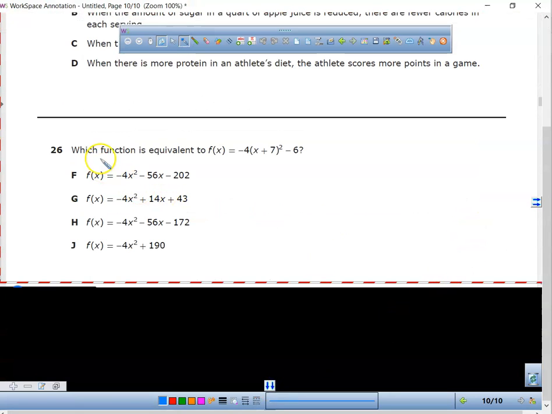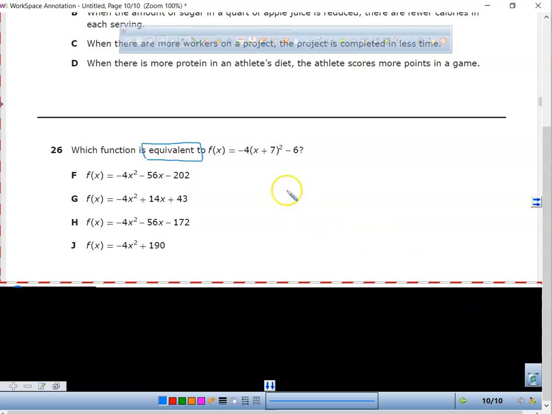All right, so guys, it says which function is equivalent. Okay? We're looking for an equivalent function. And so we have f of x equals -4 parentheses x plus 7 close parentheses squared minus 6. And one of these is going to match this equation. All right? Now, do you guys remember PEMDAS? All right, PEMDAS. So what would I have to do before I did anything? What would be the very first thing I would have to take care of?